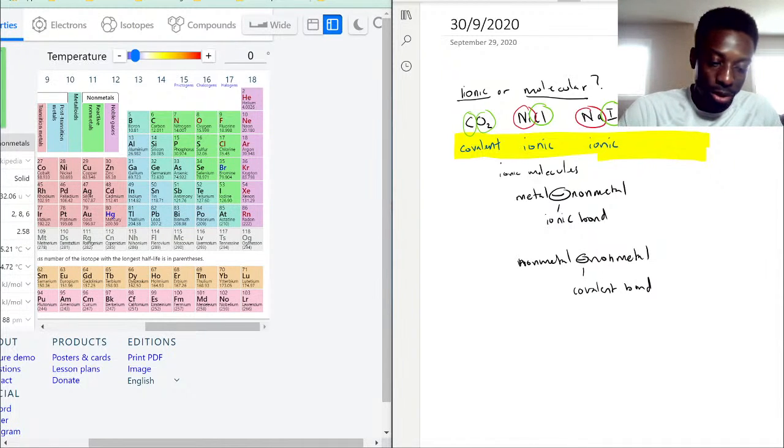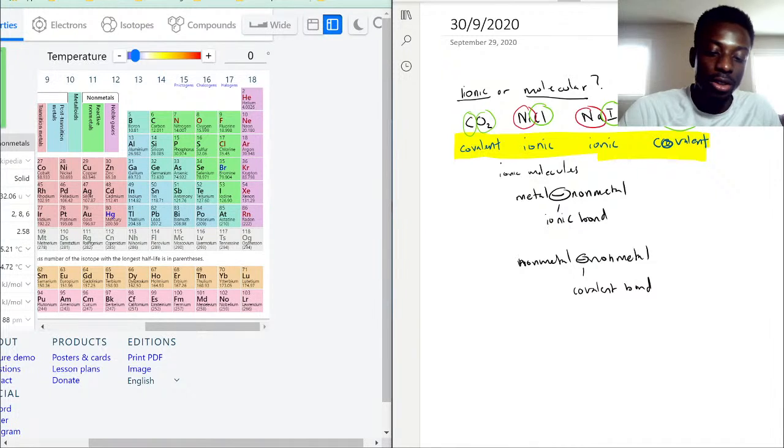And now for the last one, phosphorus trichloride. Phosphorus is still considered a non-metal, so let's circle that in green. And chlorine, still non-metal, based on what we did in the previous part. So this is also a covalent bond. Let me just write that better. Covalent. Now with that, we have covalent, ionic, ionic, covalent.